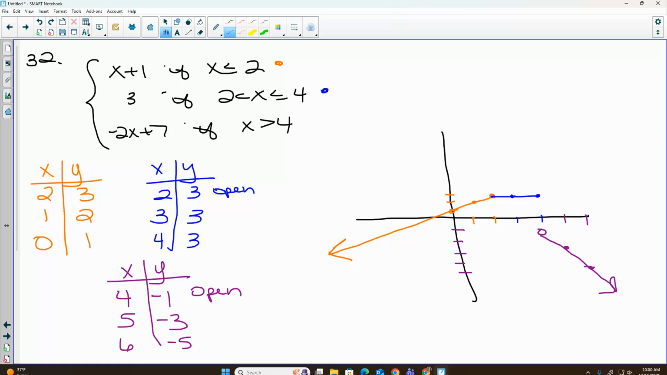My suggestion on these, always do a quick check at the end. It's a function, so it should pass the vertical line test. If it doesn't, that means one of your lines went the wrong direction. Is that okay? Very good.